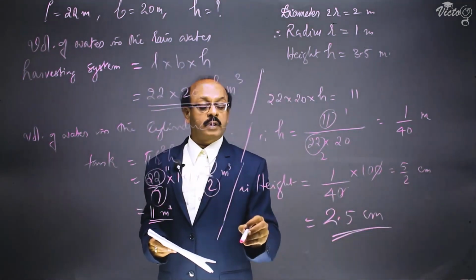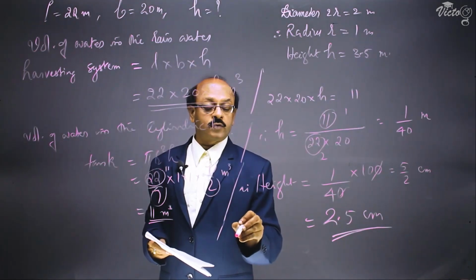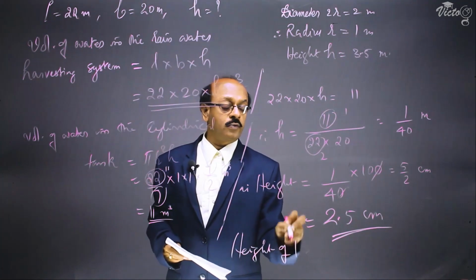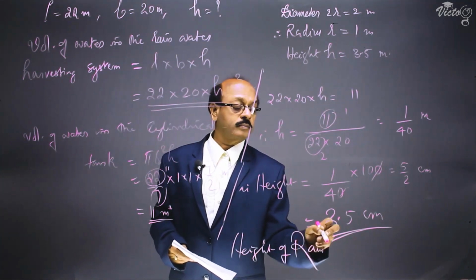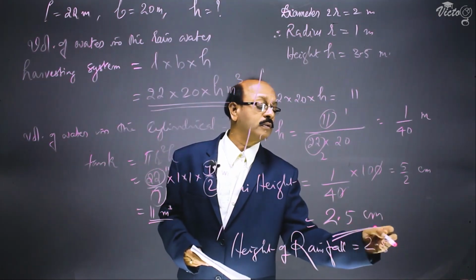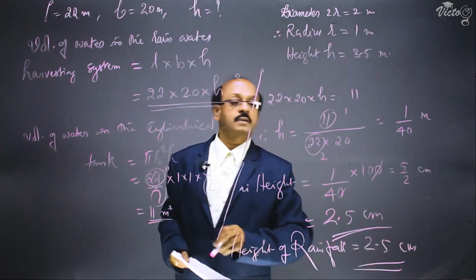Finally, we can conclude it as rainfall. Height of rainfall is equal to 2.5 centimeter. Is the answer, okay?